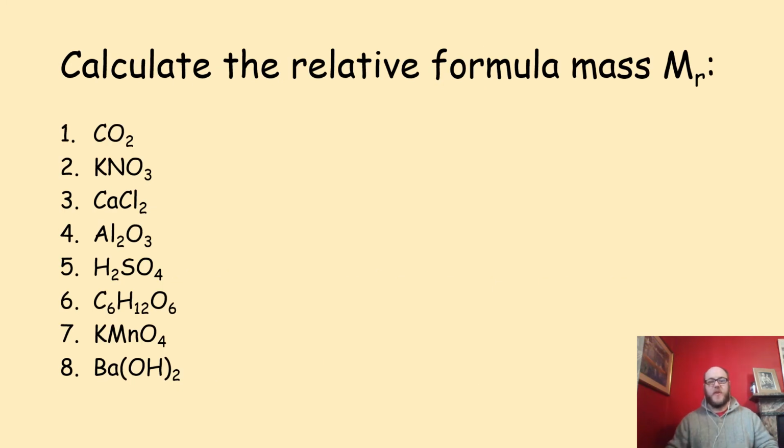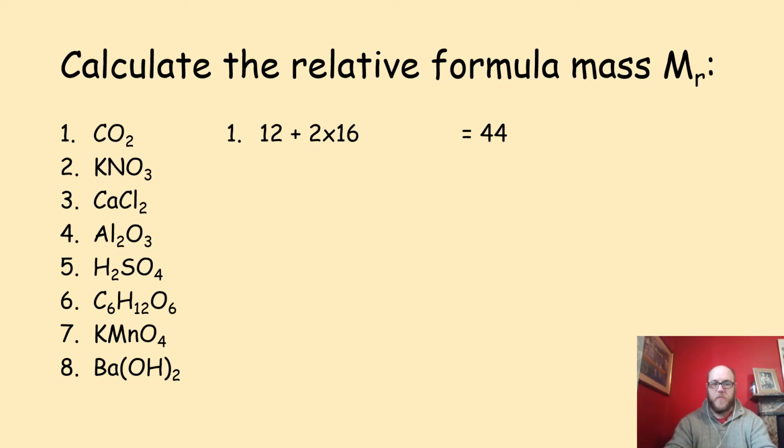Right, given that information then, here are 8 different molecules. I would like you, using a periodic table, to calculate the relative formula mass or the molecular mass for each of these, please. Let's have a look at carbon dioxide to start with. The relative atomic mass of carbon is 12, oxygen is 16, so if we add all of those together, we have 12 plus 2 times 16, which is 44. So the relative molecular mass of carbon dioxide is 44. Pause the video and have a go at the others.